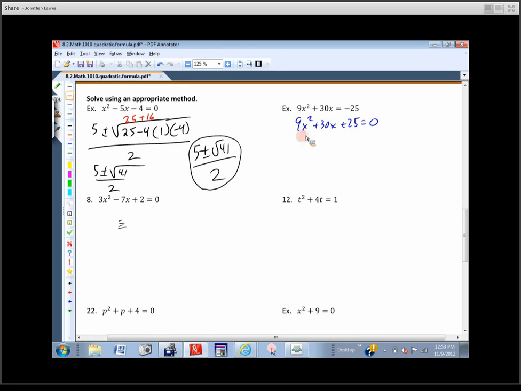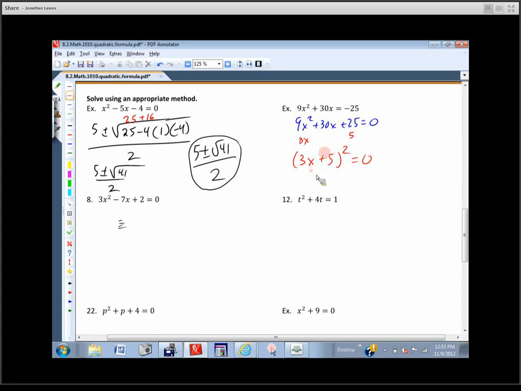Is that a perfect square? Perfect square of 3x. Is that a perfect square? Of 5. Multiply them together. That's 15x. Double it. Is that the right middle term? Yes, it is. That means this is a perfect square of 3x and 5, quantity squared. Plus or minus? Plus.